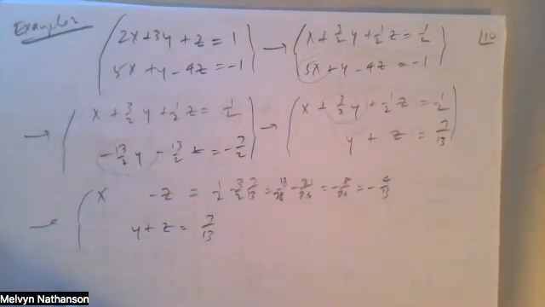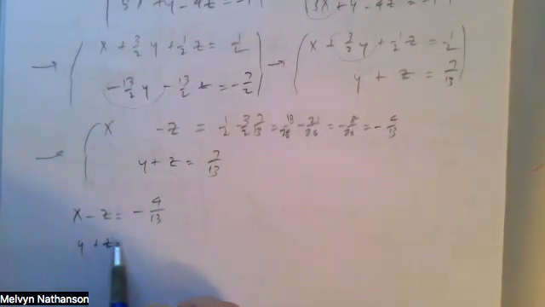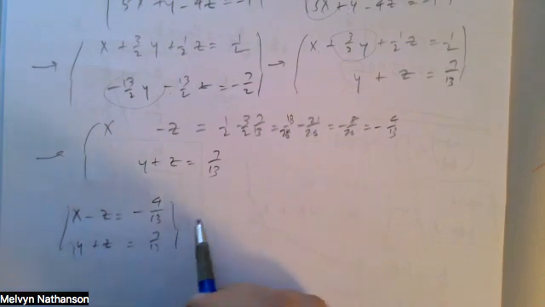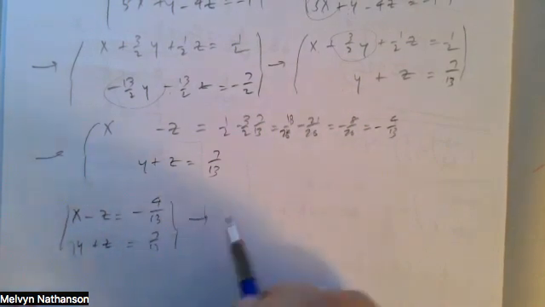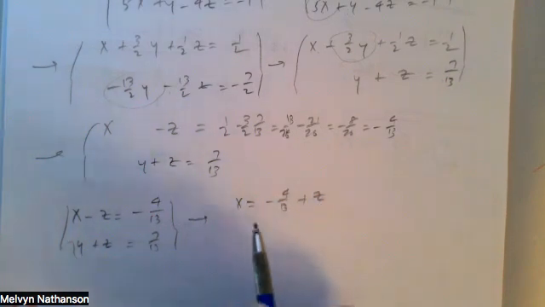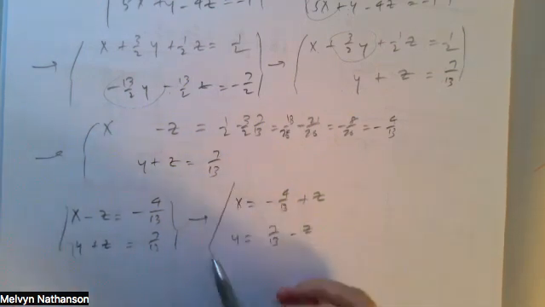So this system of equations, let me just write it down neatly, is x minus z equals minus 4 over 13, y plus z equals 7 over 13. In other words, for any number z, x has to be minus 4 over 13 plus z, and y has to be 7 over 13 minus z.